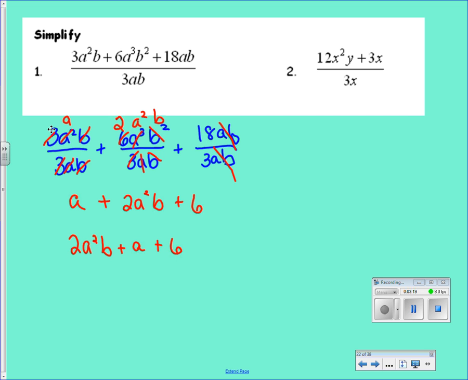Okay, so the next one, same idea. So nothing's going to change. We have only 2 pieces this time, and both of those pieces get divided by 3x. So now again, let's look at our first part of the problem that we have to reduce. So what can I cancel? I can cancel an x, so there'll be 1x left in the numerator. And 3 goes into 12 4 times. Yes, so we'll have a 4xy.